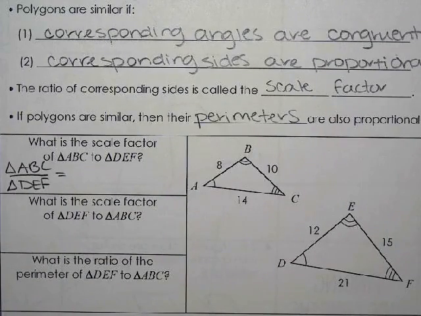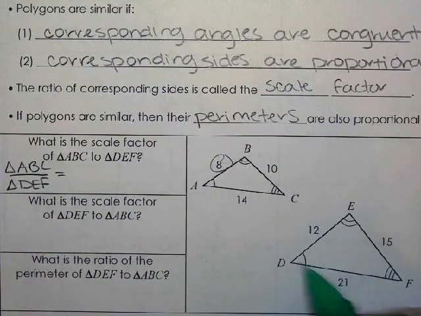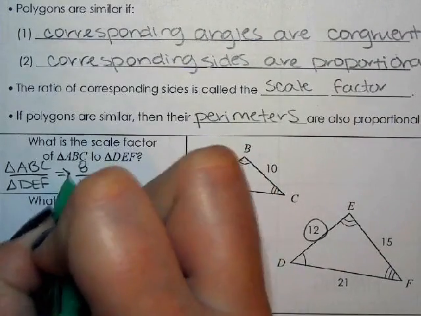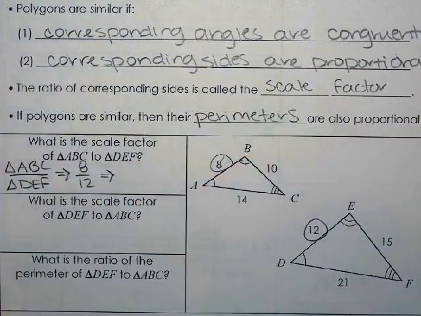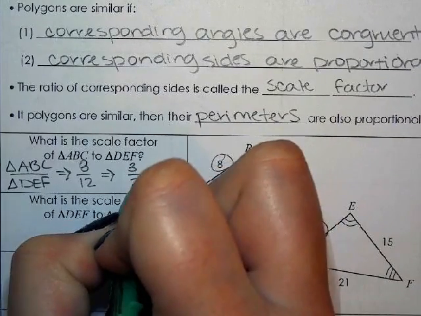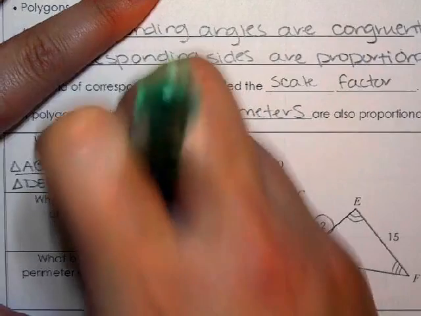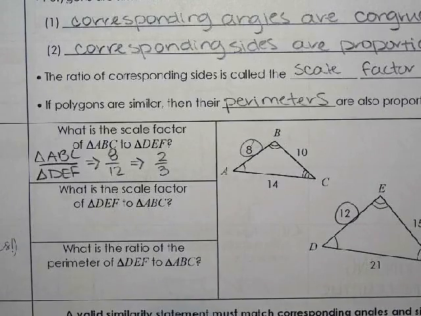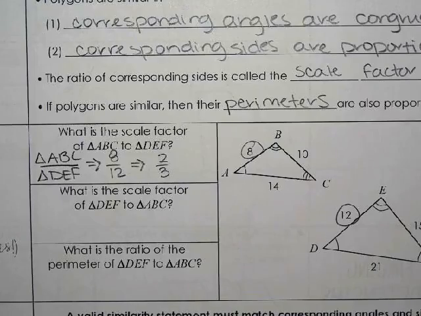Okay, so AB is 8, DE is 12, so we're going to say 8 over 12. And what does that simplify to be? Let's keep it as a fraction. Not 3 over 2, 2 over 3. They each divide by 4, so it's 2 over 3. Perfect. So the scale factor is 2 to 3. Does that make sense? 2 to 3 is the scale factor, okay?